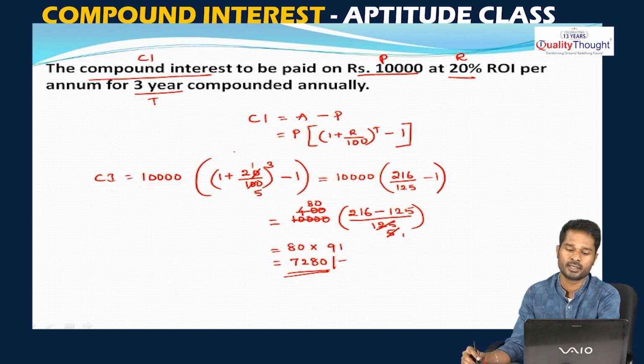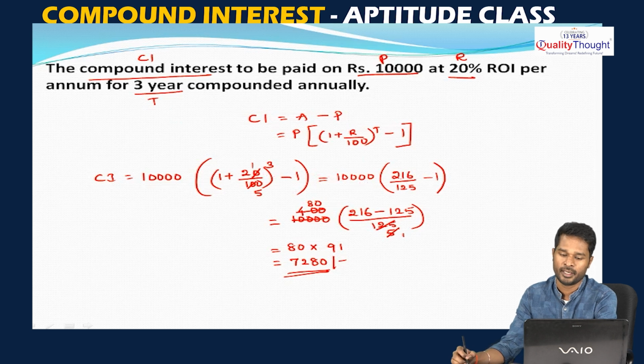So the compound interest is calculated by subtracting the principal amount from the total amount. This is what we have written: P value is 10,000, 1 plus rate of interest is 20% per annum, which is 1 plus 1 by 5, time period he has given is 3 years, so the whole power 3, minus 1, is equal to 10,000 into (216 by 125 minus 1).